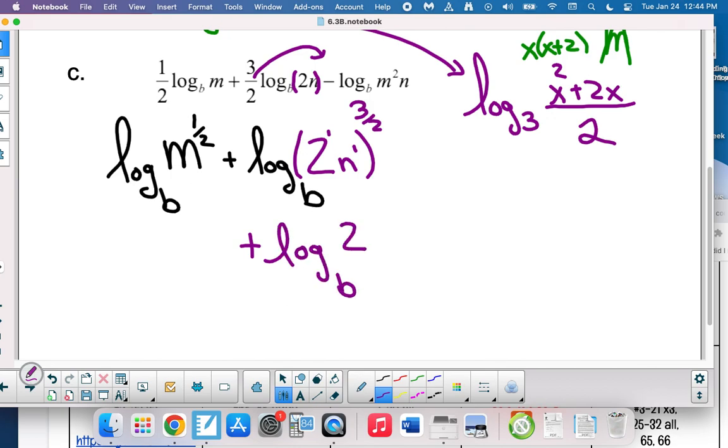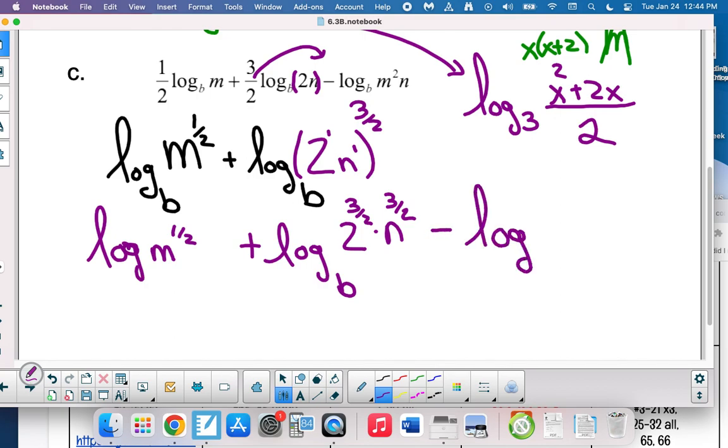2 to the 3/2 times n to the what? 3/2. Okay. And of course back here you have log base b of m to the 1/2, minus log base b of... nothing, right? There's no exponent. So, okay, I took care of the exponents. That's the first thing I did. All right, take care of the first two logs.